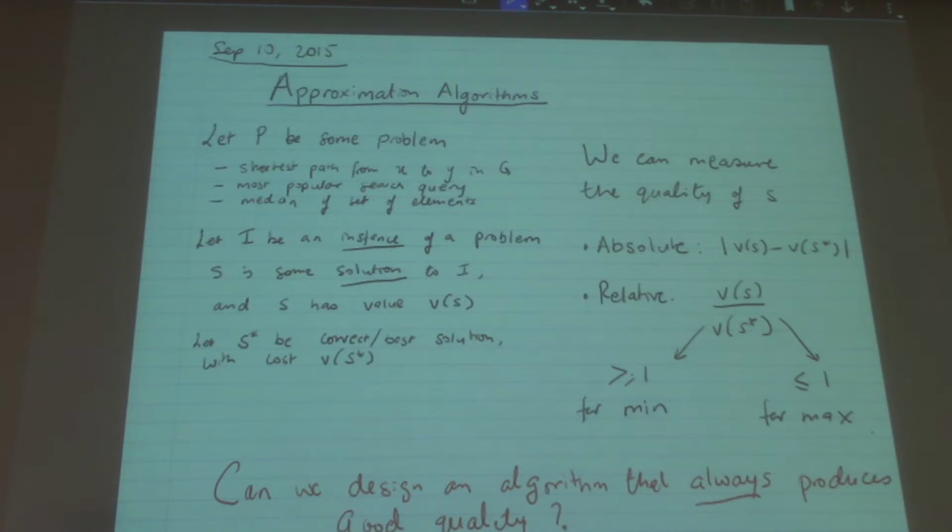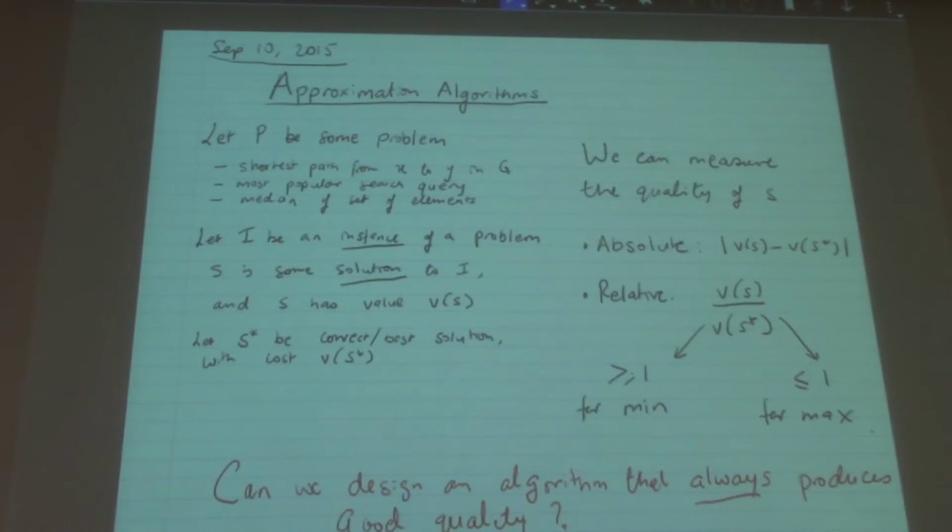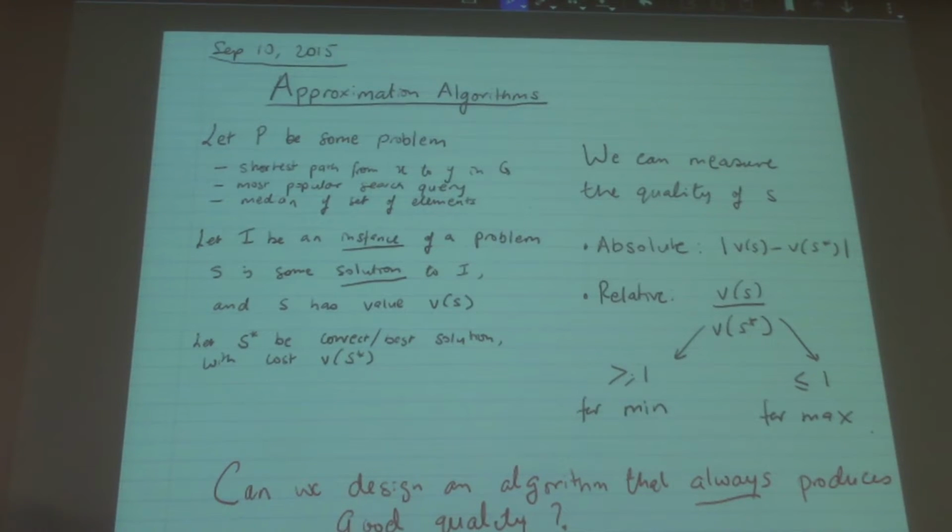But for example, if my problem was finding the shortest paths in a graph, my solution would be a path, and the value of that path would be the length of that path. Right? And then of course there's the best solution, which would be the length of the shortest path. So the S star would be my best possible path from A to B, and v of S star would be the value of that. This is again just some notation so we can talk in a systematic way about these things.